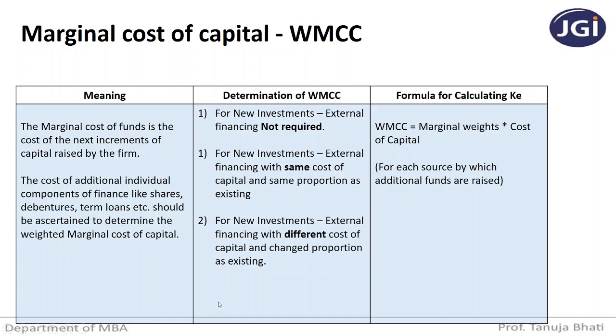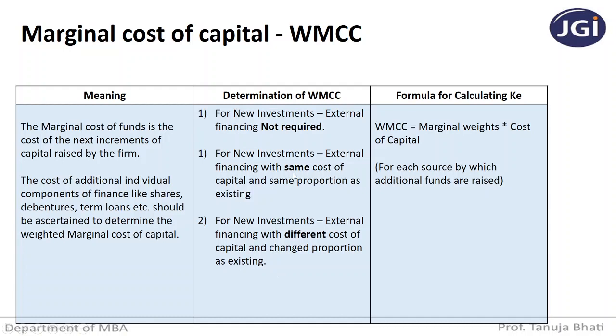Next, for new investments, that is external financing with different cost of capital and changed proportion from existing. Suppose a company wants to raise funds which are very different from the existing capital structure. So it is quite possible that the cost of capital of different sources may be affected by the amount of funds raised, and the proportion of a particular source may also change as a result of new funds. Existing funds are different, their cost is different, and the new additional funds raised may also be different.